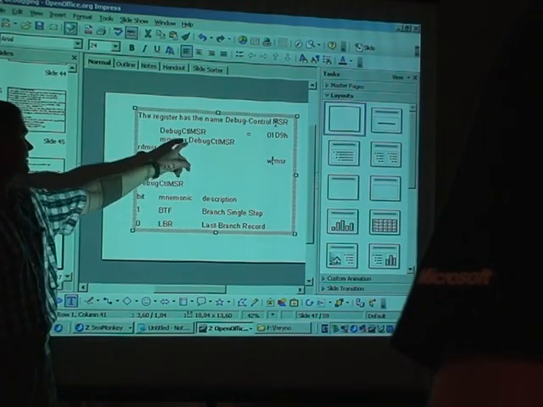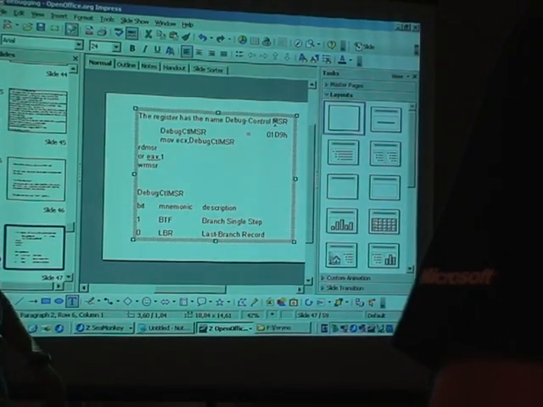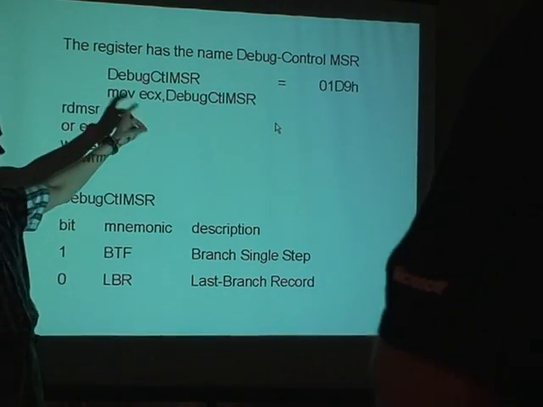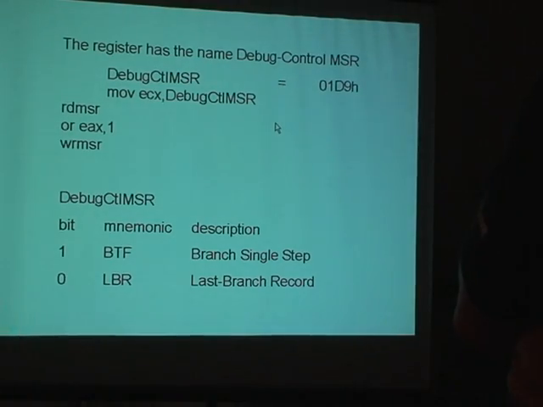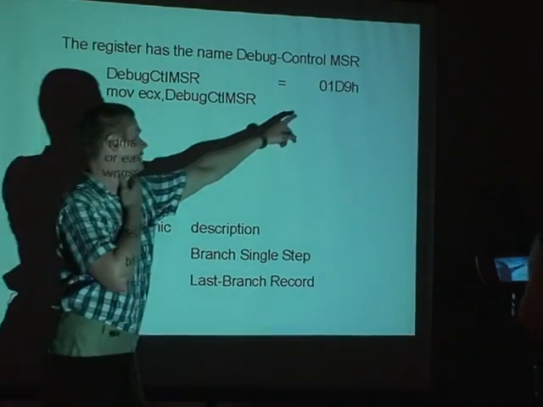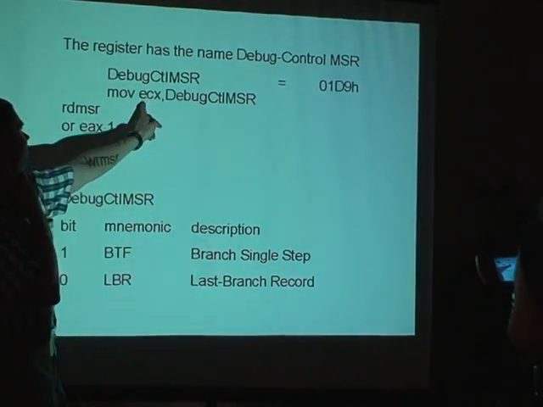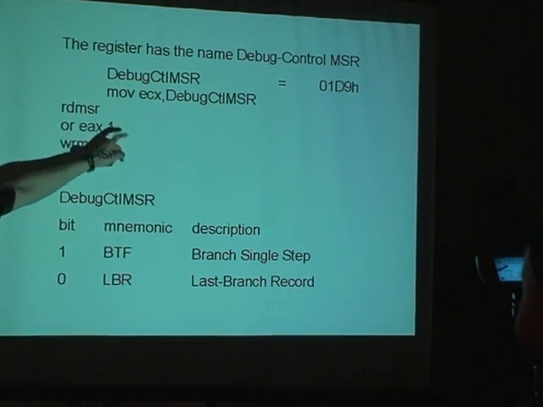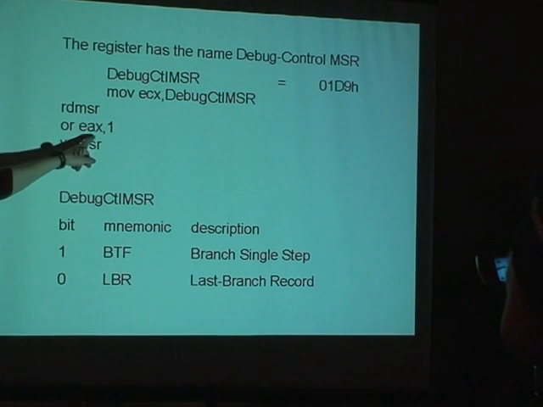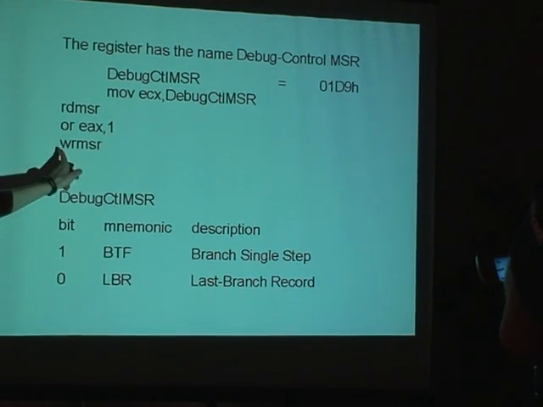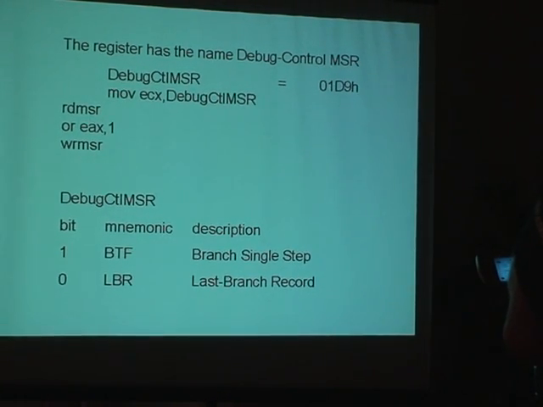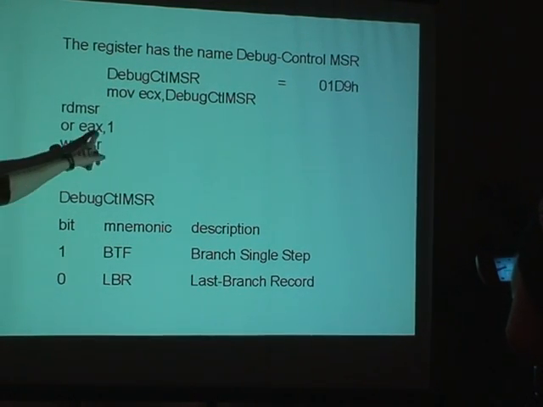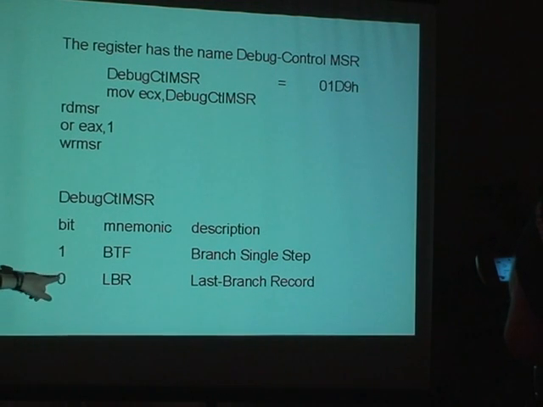So this is a sample of how to read and how to set this one bit in this control register. We put this value into ECX, we execute RDMSR, read machine status register, we turn on bit 0, and we write it into this control register back. This sample enables this bit 0.